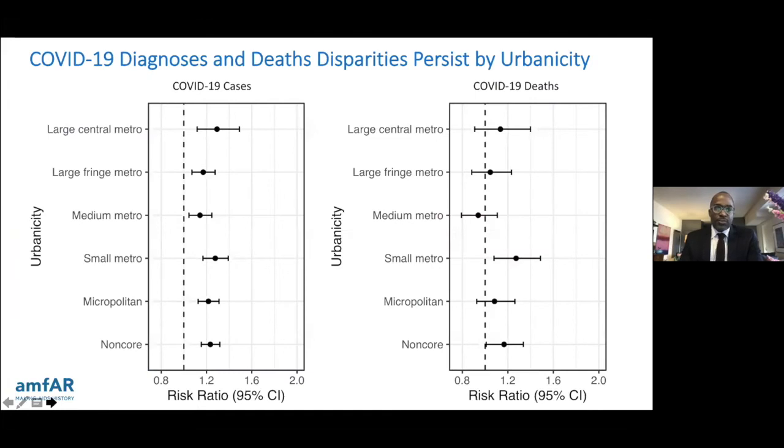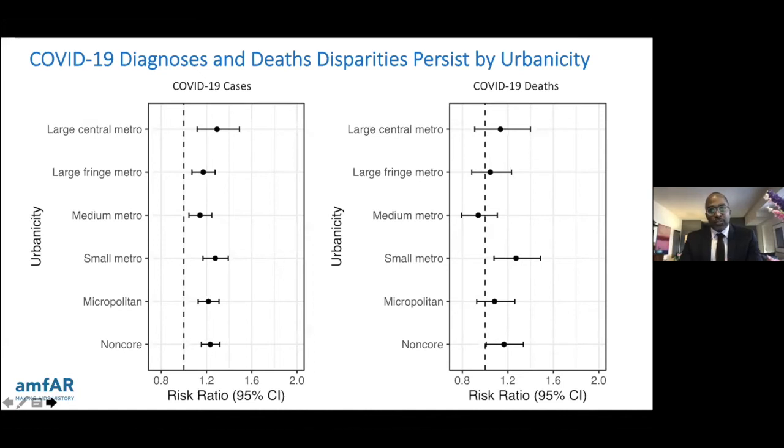We were also curious to see whether there are going to be differences in diagnoses and deaths in disproportionately Black counties in terms of urbanicity. As you might remember, early in the epidemic, it was primarily an epidemic that was concentrated in the Northeast, and we weren't sure if this pattern was only something that we'd seen in the Northeast.